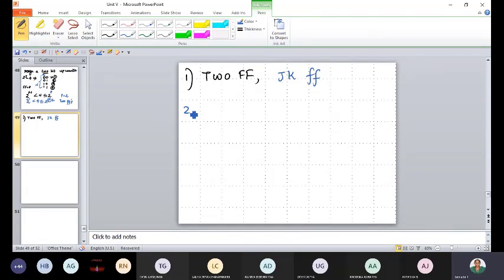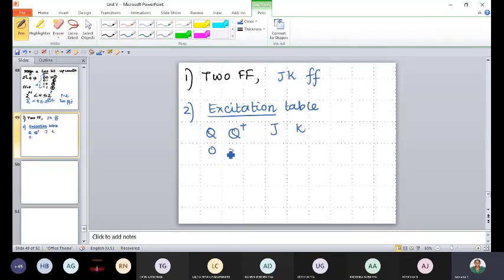Step 2 is to write down the excitation table for the flip-flop that you have chosen. Do you know what an excitation table is? The excitation table relates your output to your input. So Q and Q plus, and your input is JK: 00, 01, 10, 11. You have to remember this table.